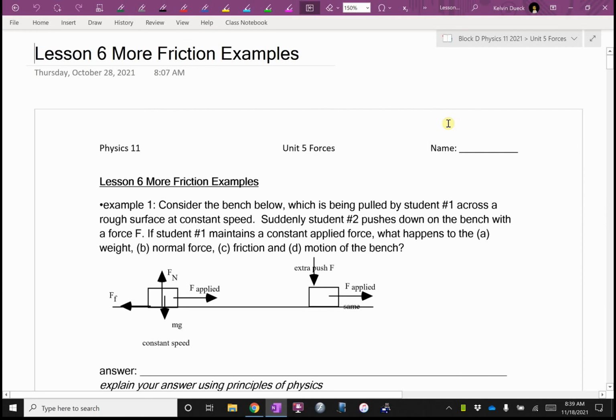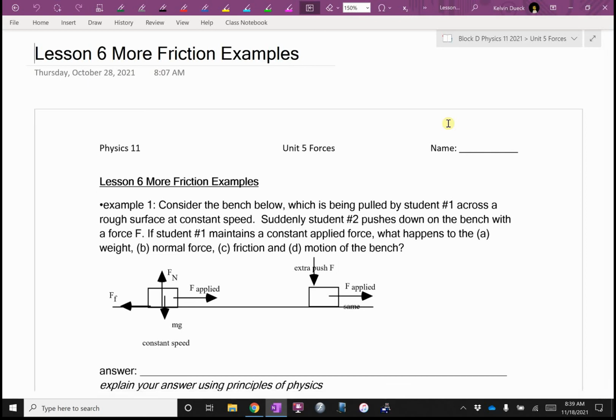So Brandon, I called this more friction examples because friction is a tricky force to wrap our brain around. And now we're going to be getting into more complicated free body diagrams and more complicated who's winning, who's losing situations. First situation, how many of you have ever pushed those wooden benches in the gym, the ones that sit there? How many of you have ever tried pushing those across the floor?